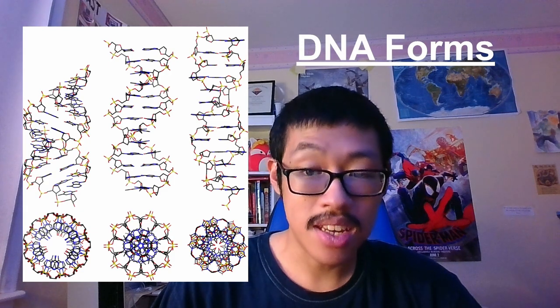But it is often found in dehydrated DNA, which is used in labs. So when Rosalind Franklin actually discovered DNA, she found A-DNA, not B-DNA.